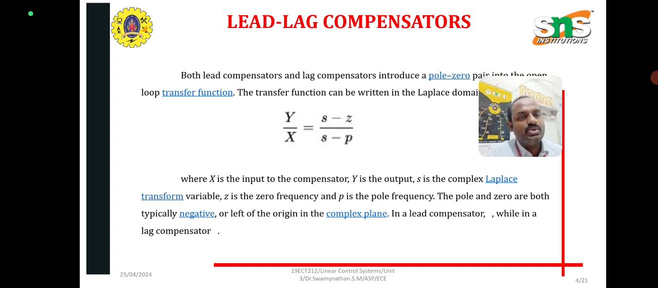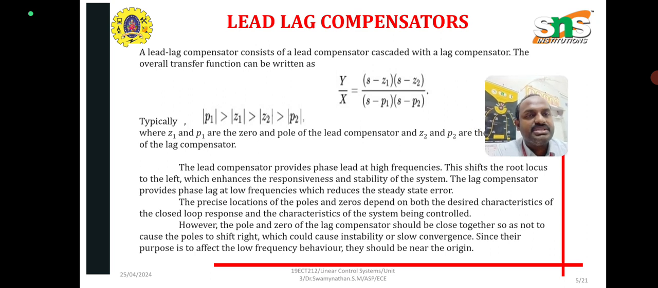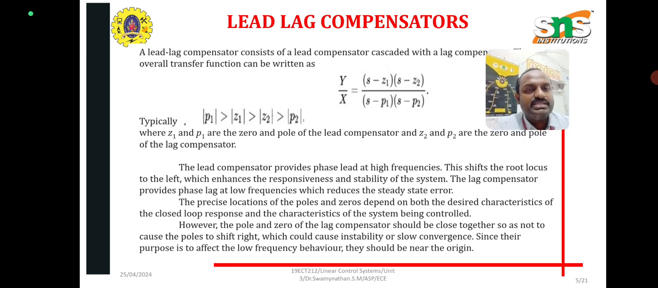The pole and zero are both typically negative, or left of the origin in the complex plane, in a lead compensator, while in a lag compensator the reverse holds. And again the same thing: y divided by x is s minus z1, s minus z2, divided by s minus p1 and s minus p2. So the modulus of p1 is greater than z1, and z2 is greater than p2. So z1, z2 and p1, p2 are the zeros and poles for the lead and lag compensators. z1 and p1 mean the lead compensator, and z2 and p2 are the lag compensator.